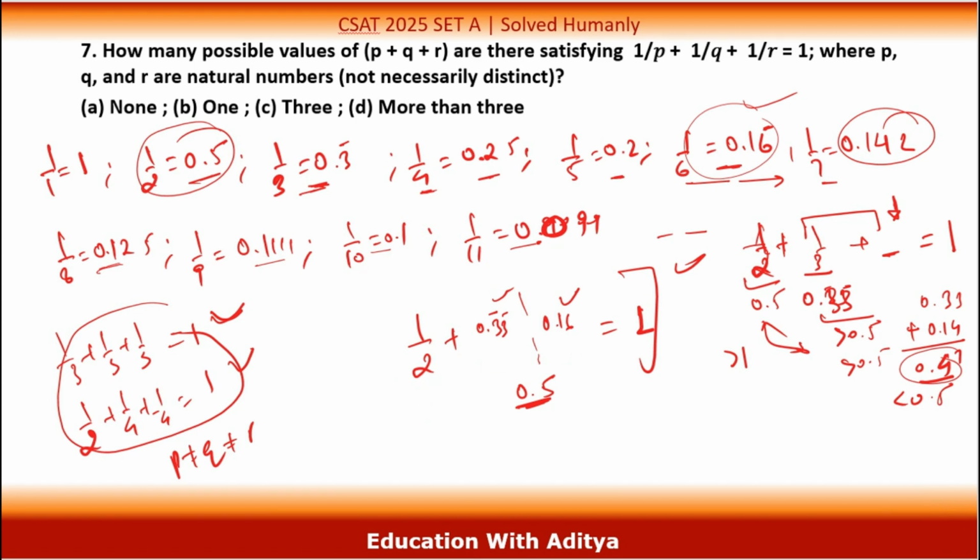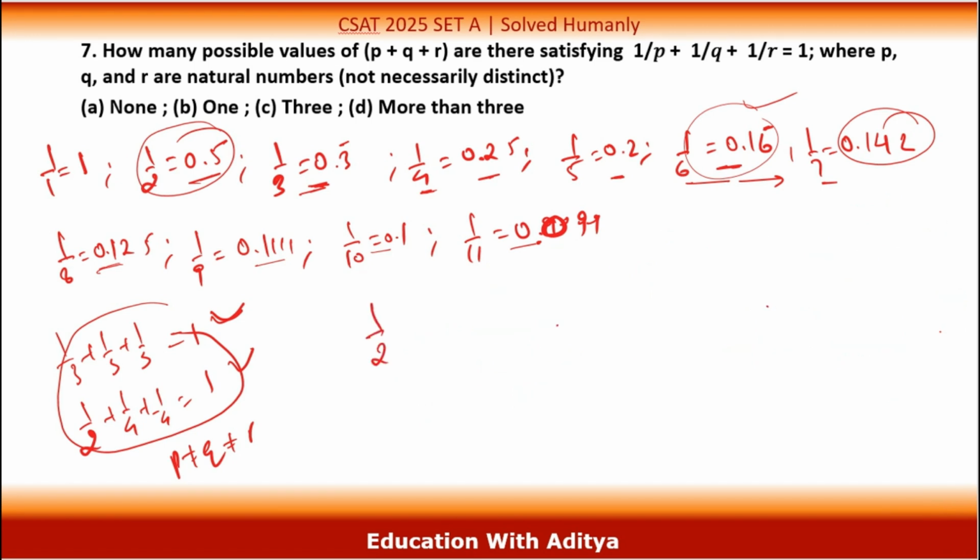Now let's say I have taken 1 by 2. Let's say I don't take 1 by 3 now. I will take 1 by 4. So how much have I consumed? 0.5 I have consumed here, 0.25 I have consumed here. And for this third place, only 0.25 can satisfy this equality. If I take 1 by 4, that is the solution we have already found.